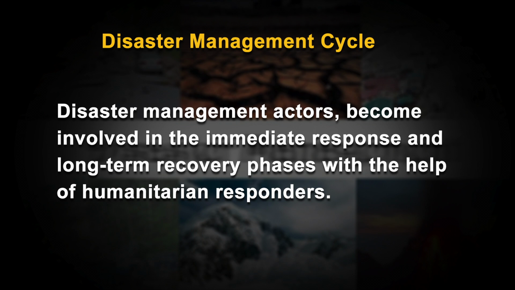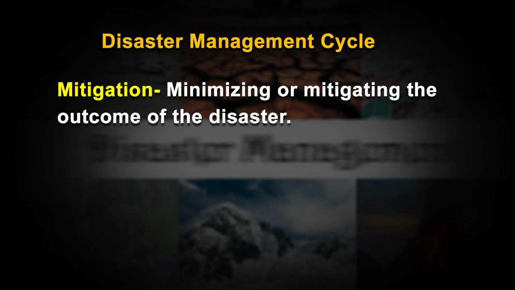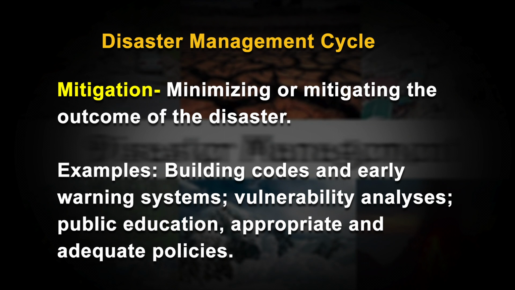As a disaster occurs, disaster management actors become involved in the immediate response and long-term recovery phases with the help of humanitarian responders. The 4 disaster management phases illustrated here do not always or even generally occur in isolation or in this precise order. Often phases of the cycle overlap and the length of each phase greatly depends on the severity of the disaster. Mitigation: minimizing or mitigating the outcome of the disaster. Examples: building codes and early warning systems, vulnerability analysis, public education, appropriate and adequate policies.